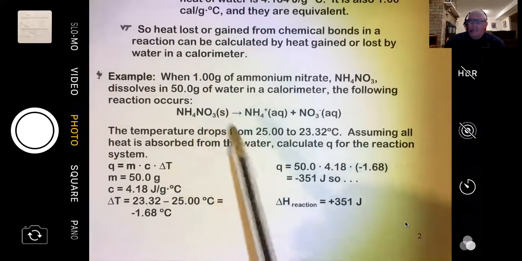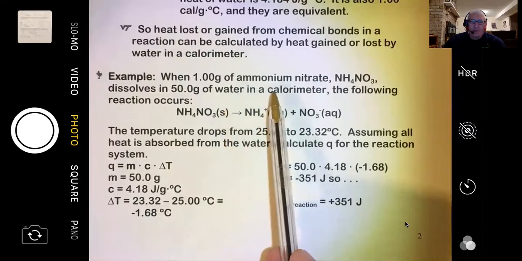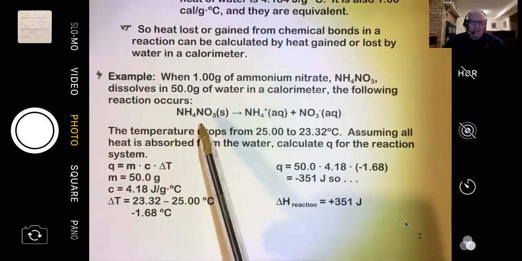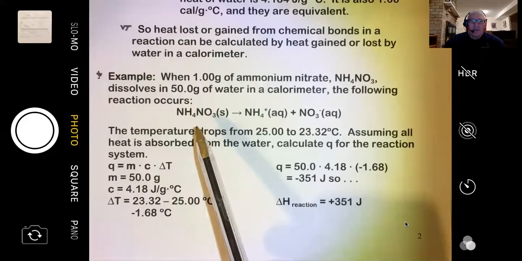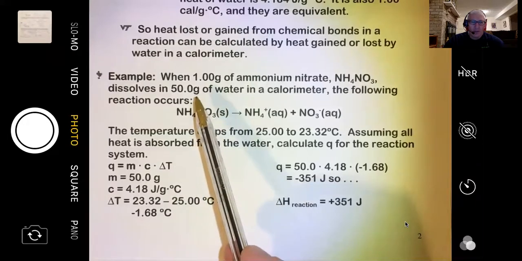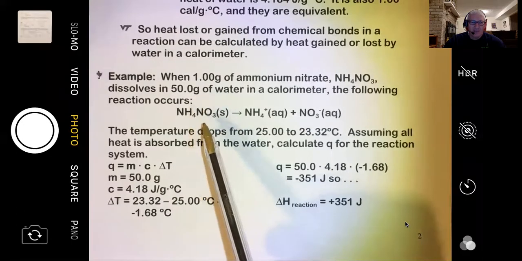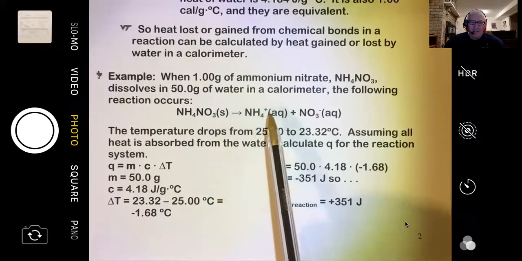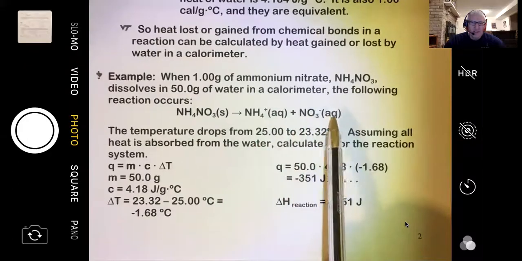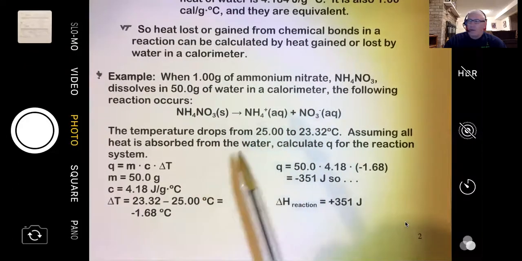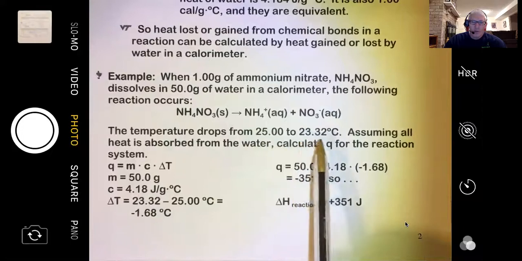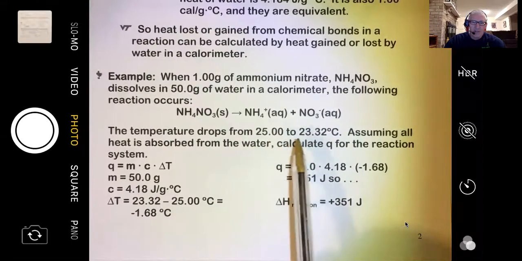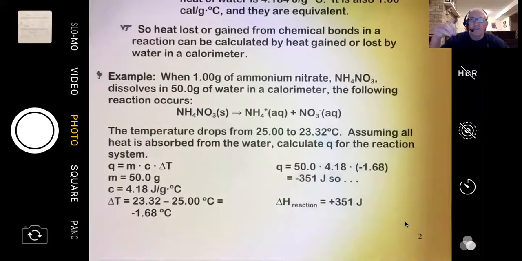So we're going to say, let's take 1 gram of ammonium nitrate, NH4NO3, and we go ahead and dissolve it into 50 grams of water. The process of dissolving it, of literally taking this solid ammonium nitrate and turning it into ions, dissolving in water, making it aqueous, causes the temperature of the water to change from 25 degrees to 23.32. So if you put this in the container and you stirred it up, you would see the temperature drop.